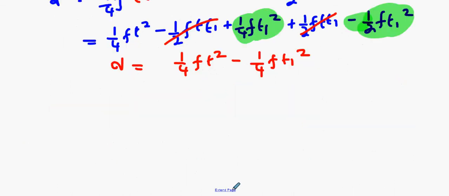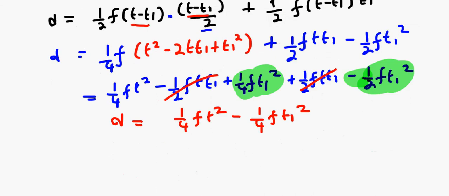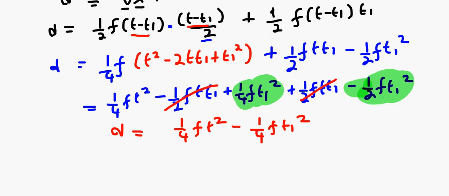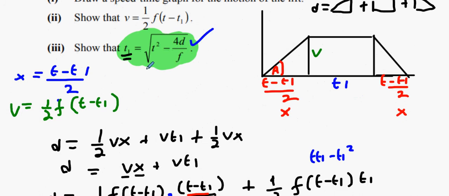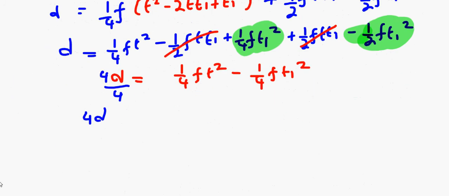Now, nobody likes fractions, so what we're going to do? Multiply top and bottom by 4. Okay with you? Now, we're going to get 4D. Is the 4D a good thing or a bad thing? Ah, it's a good thing. 4D is a very good thing.